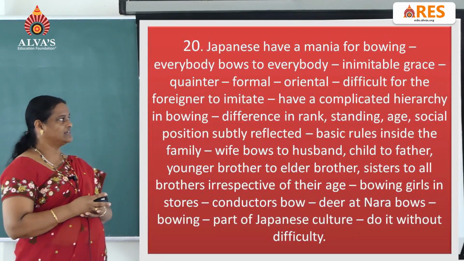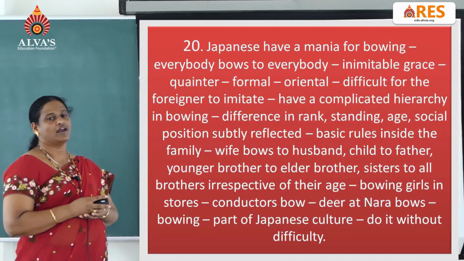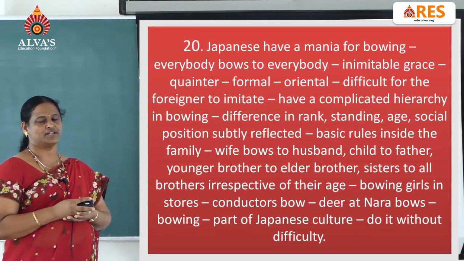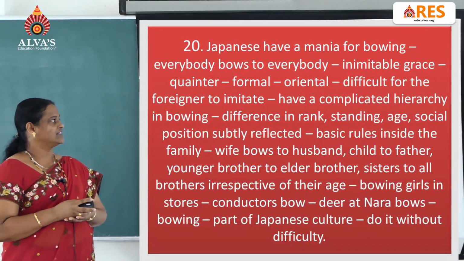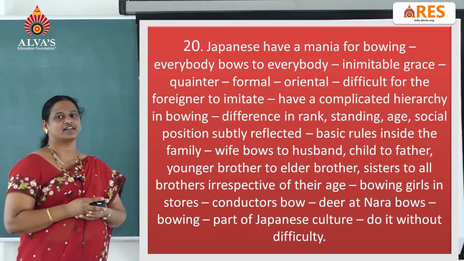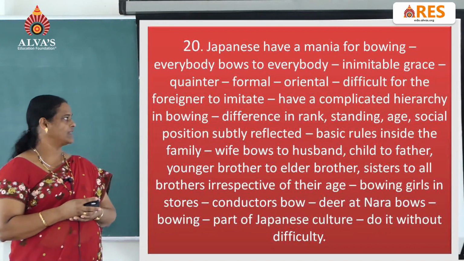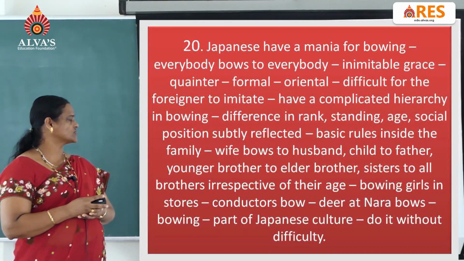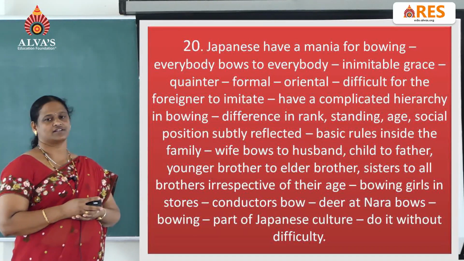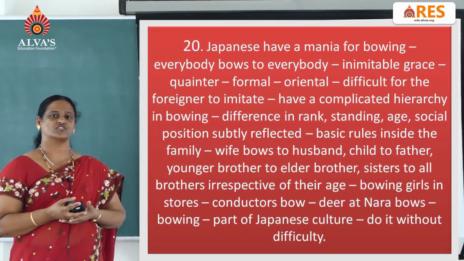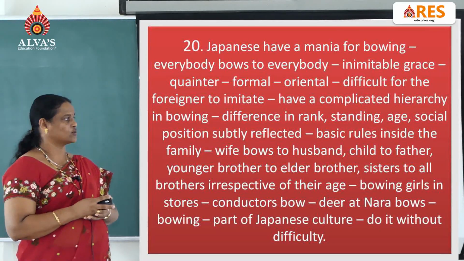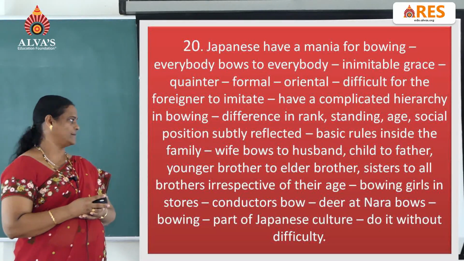It's quainter, formal and more oriental. It is difficult for a foreigner to imitate them. And they have a very complicated hierarchy in bowing. The difference in rank, standing, age, social position are subtly reflected when one man's bow is shorter than that of the other. There are some basic rules inside the family as well.